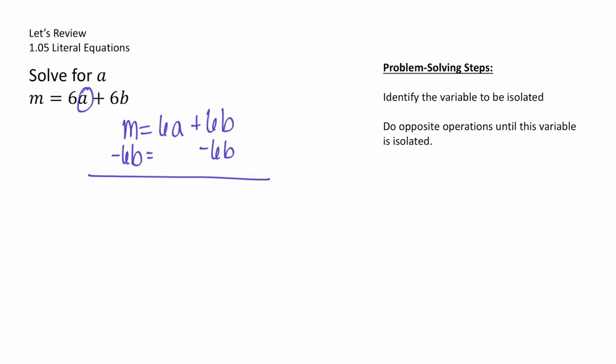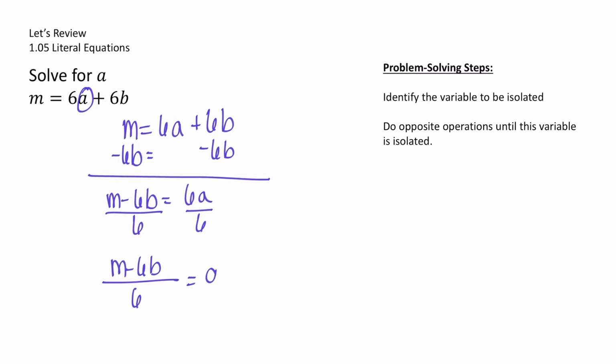And then on the left, that gives me m minus 6b equals 6a. So now to get a by itself, I'm going to divide both sides by 6. And so that's going to give me m minus 6b over 6 equals a, because on the right side, the 6 and 6 will cancel. And so that is my answer.